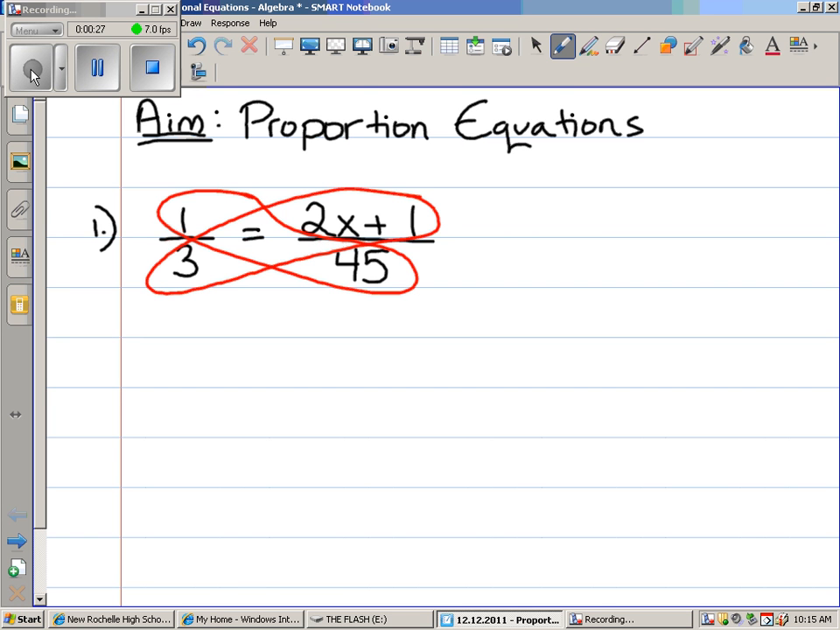Now check this out. We cross multiply. Please, please, please, whenever you draw this picture, don't drop the equal sign. You must keep it. 45 times 1 goes on one side, and all that other good stuff goes on the other. 3 times 2x plus 1.